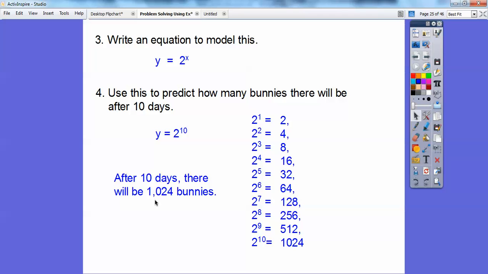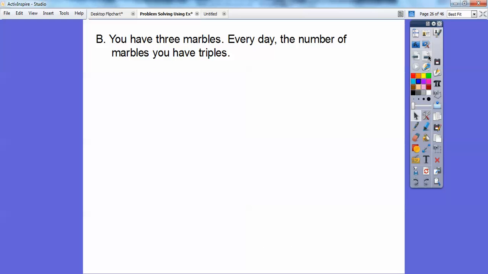But wouldn't that be a lot of bunnies running around your backyard? 1,024 bunnies? Ooh. Okay, anyways, so now let's try another one, you guys. We have 3 marbles, okay? And every day the number of marbles that you have triples.